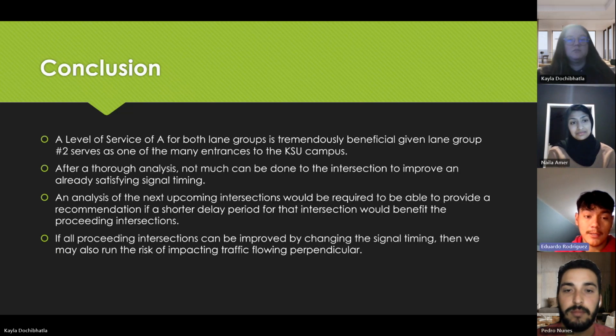So to conclude, a level of service of A for both lane groups is tremendously beneficial, given lane group number 2 serves as one of many entrances to the KSU campus.